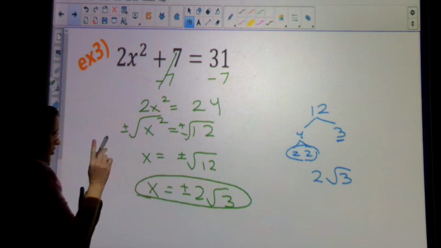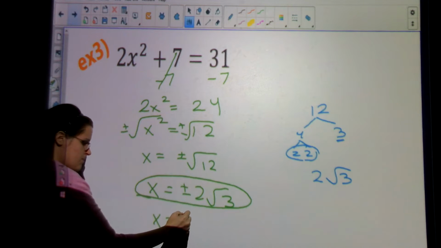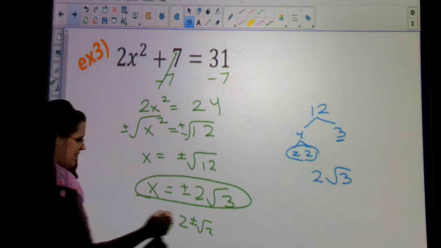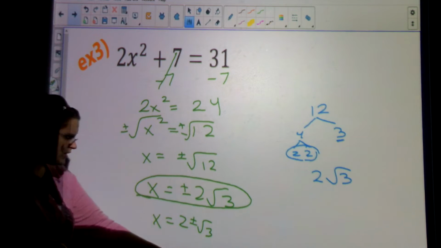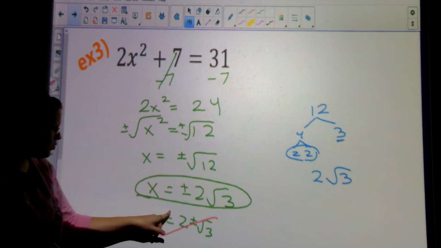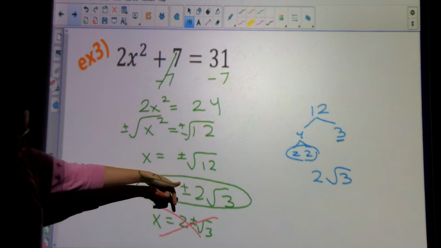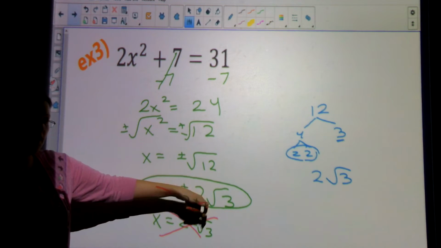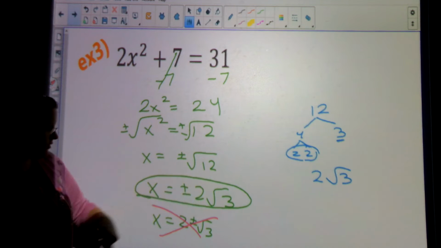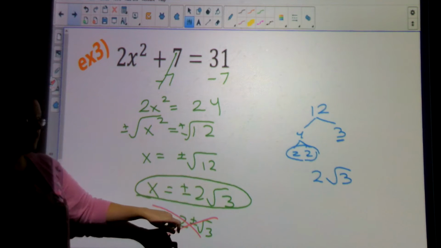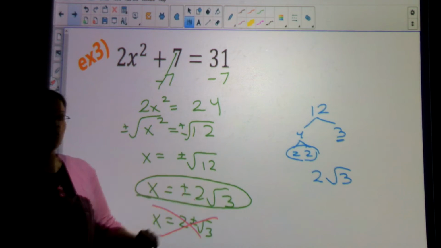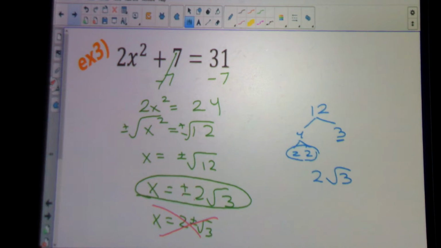Now some people do this. They put that plus or minus in front of just the square root, and that is incorrect. We don't want to do that because this is saying 2 plus the square root of 3 and 2 minus the square root of 3. Whereas our answer is saying 2 times the square root of 3 and then negative 2 times the square root of 3. So where you put your plus and minus does matter. Stick it out front. Okay, don't put it in between the two numbers.